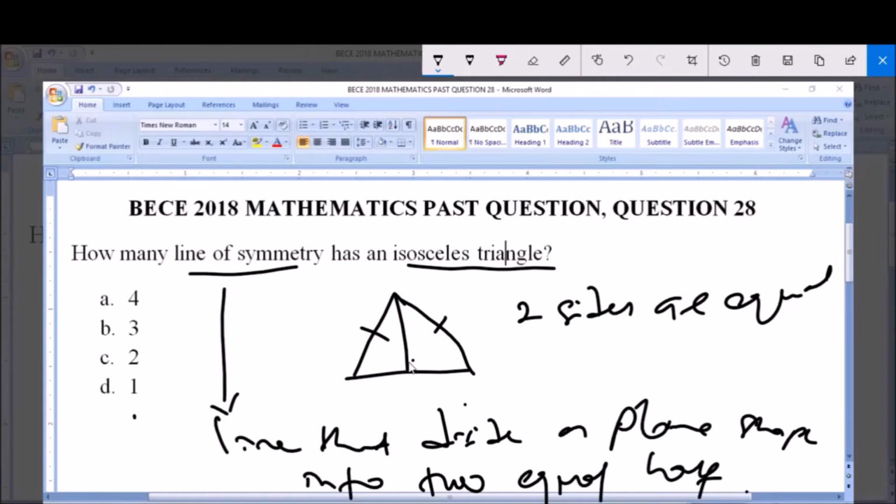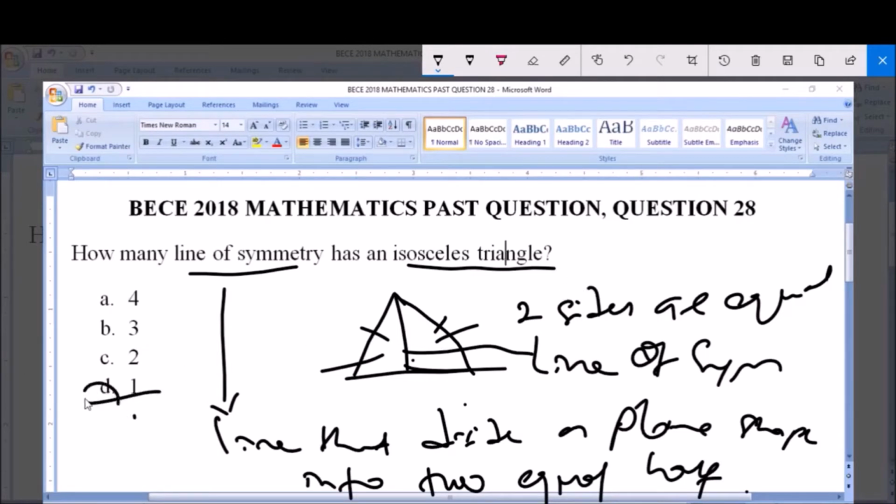Now, for an isosceles triangle, this is the line of symmetry. You can see here is equal to this place. So an isosceles triangle, we have only one line of symmetry, and that is D. So D is our answer, 1.